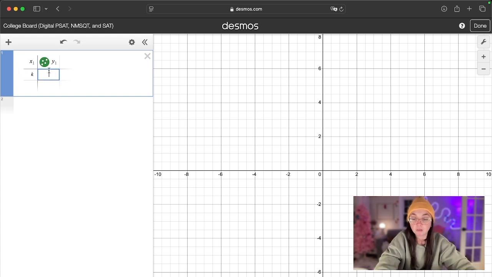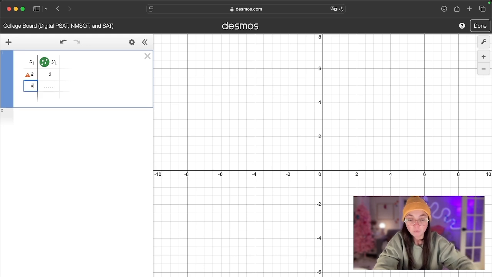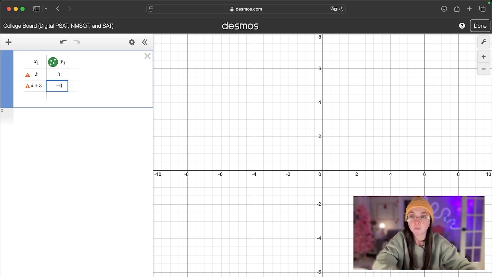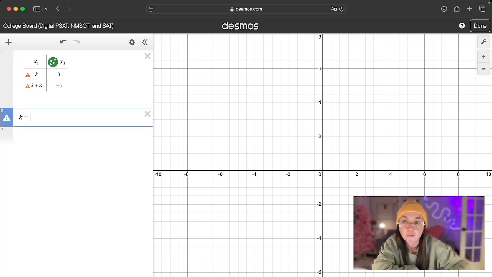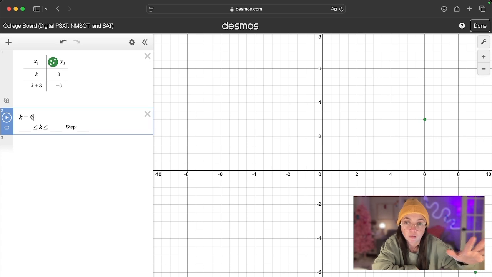So now let's just plug in the values. Desmos is going to get a little angry with these K's because it's like, whoa, whoa, whoa. You can't just randomly put letters in here and not tell me what they are. But we will tell Desmos what it is. So if you hover over, it says too many variables, try defining K. Chill out, we're going to define K. K equals whatever. Just put in whatever, okay? It doesn't matter. We're going to be moving it around anyways with this slider.